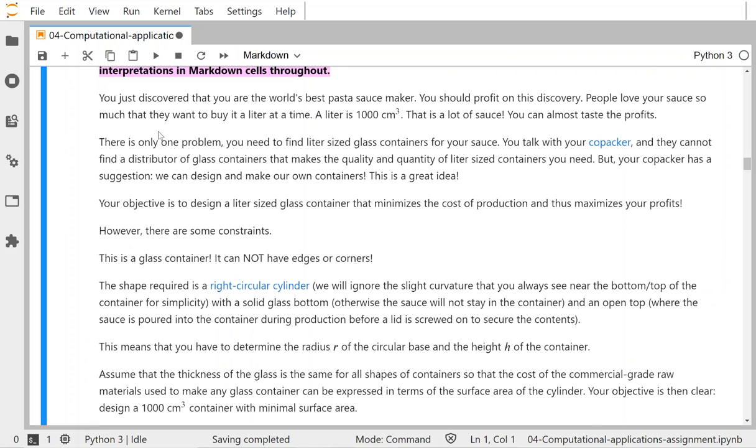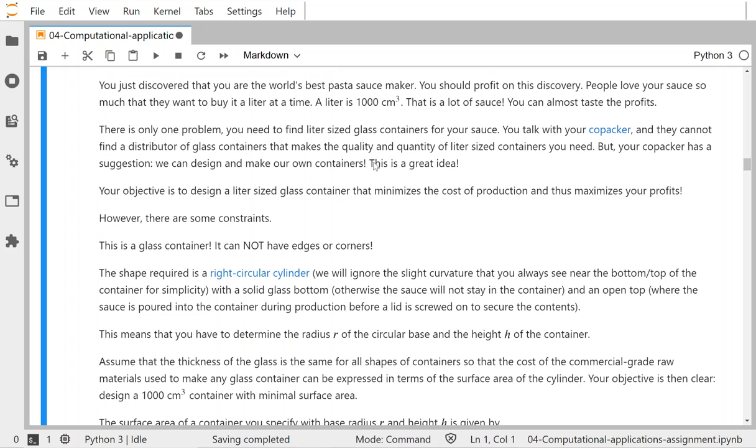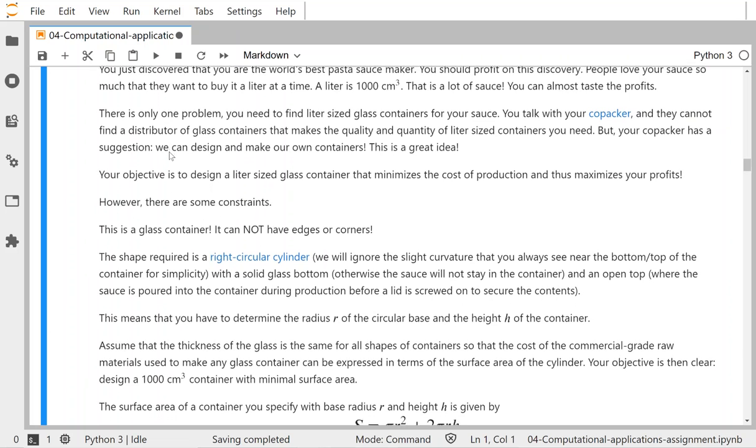So the basic idea in this problem is that let's tell a story. Let's suppose you just discovered that you are the world's best pasta sauce maker. You should profit on this discovery. People love your sauce so much that they want to buy it a liter at a time. A liter is 1,000 cubic centimeters. That's a lot of sauce, and you can almost taste those profits. There is only one problem.